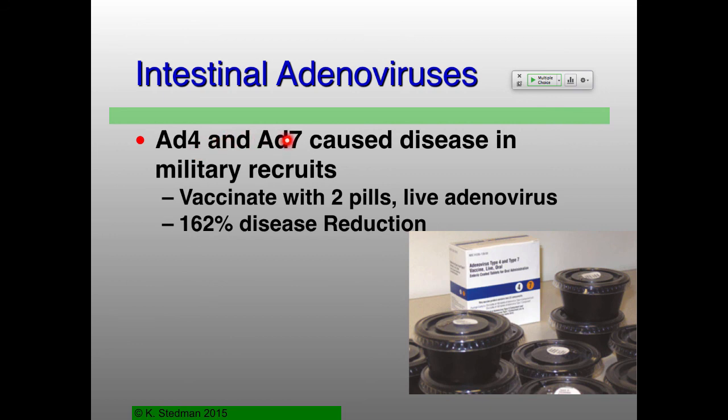So it turns out adenoviruses, I forgot to mention this before, can get into pretty much any epithelial tissue, and of course epithelial tissue is everywhere, so not just in the lungs but also in the guts. And it turns out that you can vaccinate against adeno-4 and adeno-7 through the intestines. So it's just a pill.